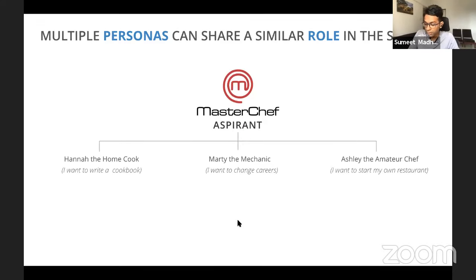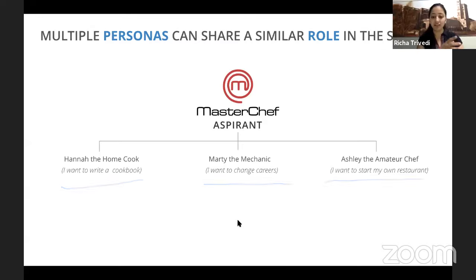So, for example, Hannah, the home cook, might want to write a cookbook. On the other hand, Marty, the mechanic, is a cooking enthusiast. He probably wants to change careers. And then Ashley, who's already an amateur chef, maybe he's just working as an assistant. He probably wants to start his own restaurant. So different personas playing the same role, but they have different goals. And you can imagine this for pretty much any product that you're trying to build.